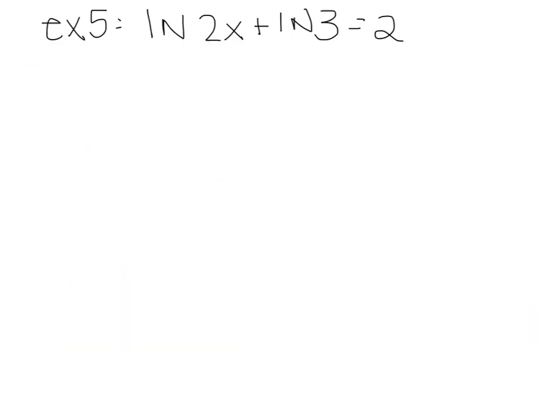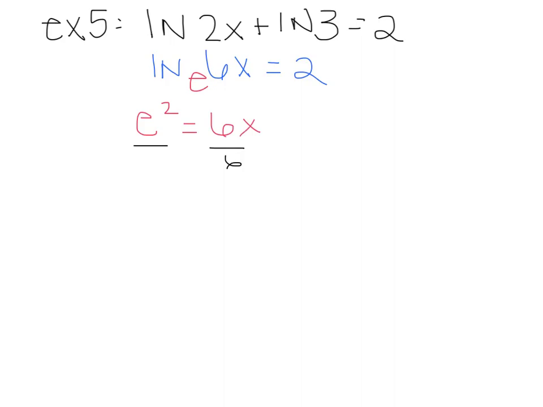Our 5th example causes us to use the properties of logarithms. So, since the natural log of 2x and the natural log of 3 are separated with a plus sign, we are going to multiply them together. So 2x times 3 gives me 6x. Now that it's condensed to one logarithm, change it to exponential form, so e to the second power equals 6x. To get rid of the 6, we divide both sides by 6. So your answer is e to the second over 6 equals x.